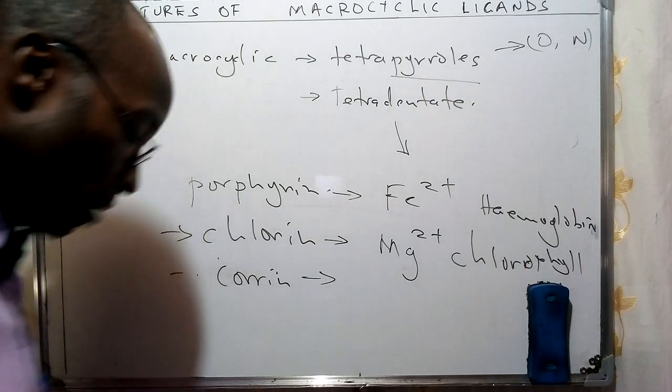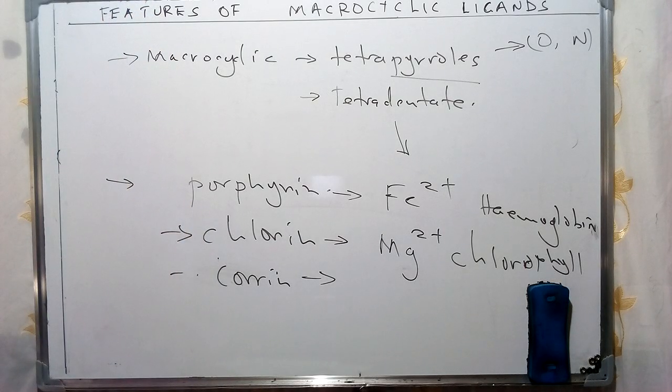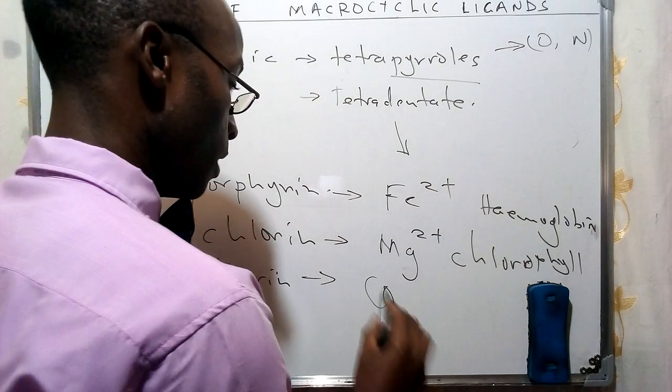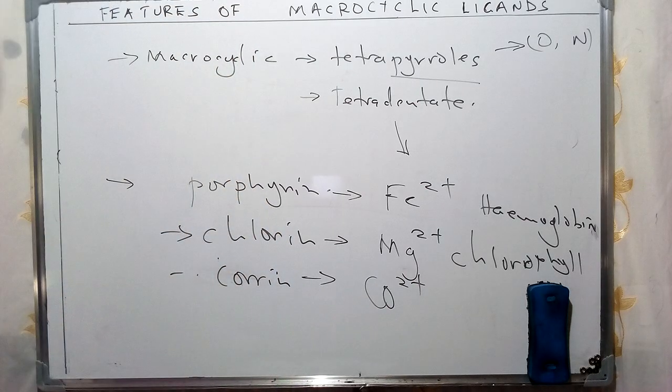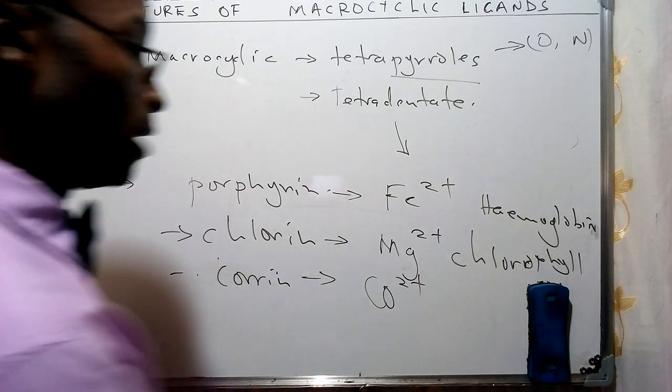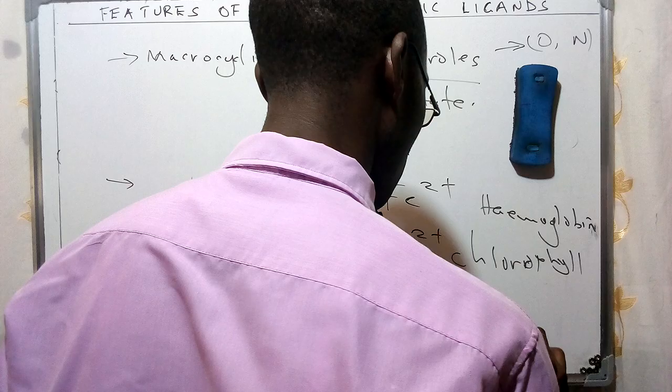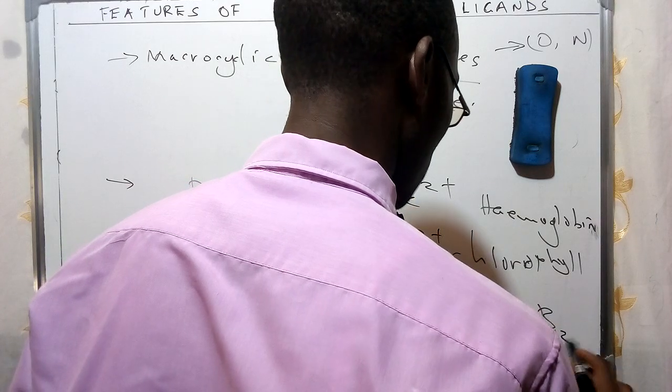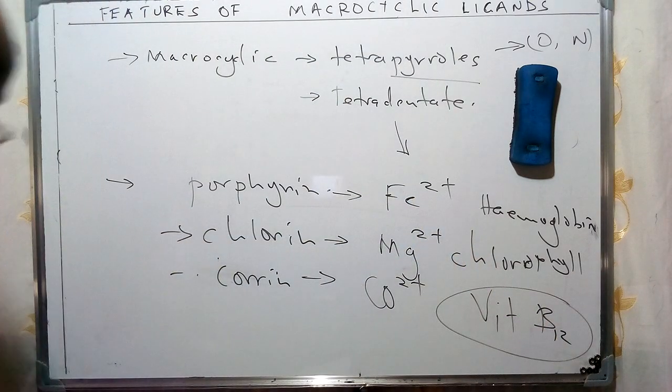So we shall look at the last one, which consists of a center of, of course, cobalt. And in this case, this is contained in what we refer to as cobalamin. This cobalamin is basically what we refer to as vitamin B12. We shall have a discussion of this form of the complex given in terms of vitamin B12. And these are some of the examples which we are going to come across.